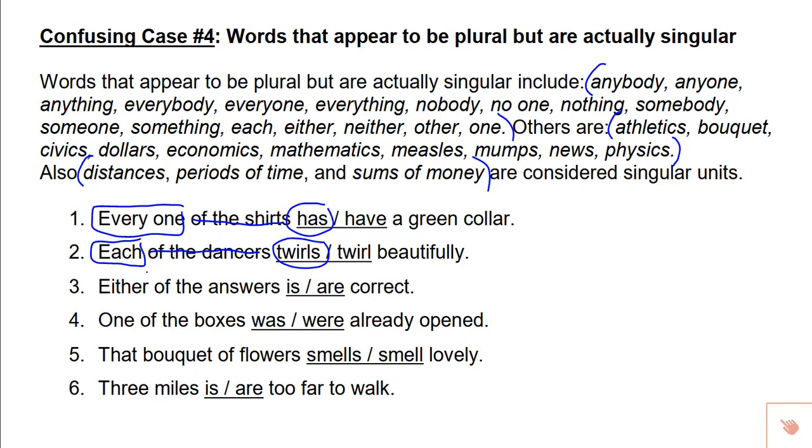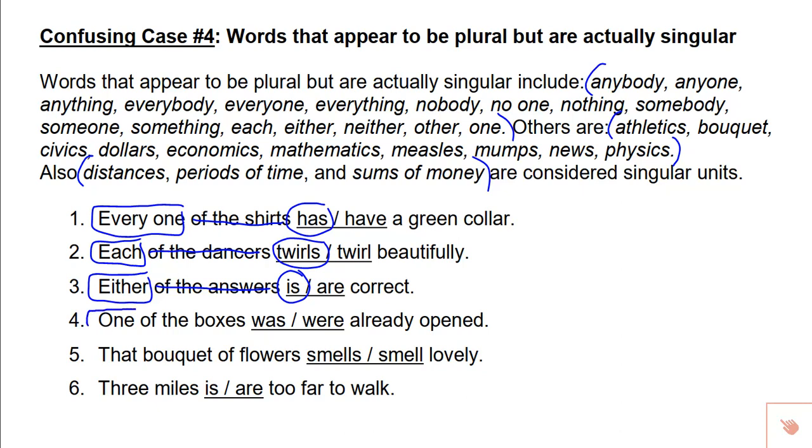Either of the answers: either is our word that we're going to have the verb agree with. We're going to ignore answers. Either is correct. Again, if you read the sentence the whole way through, either of the answers is correct. It might sound kind of strange to your ears, but it is grammatically correct.